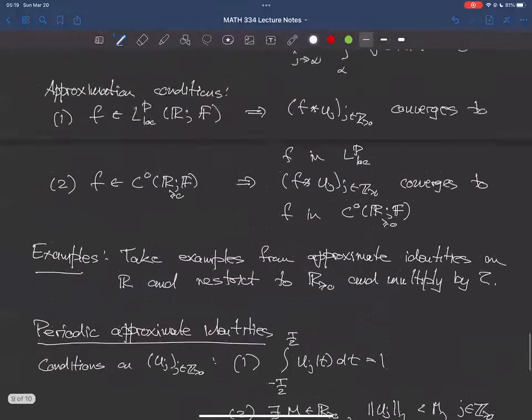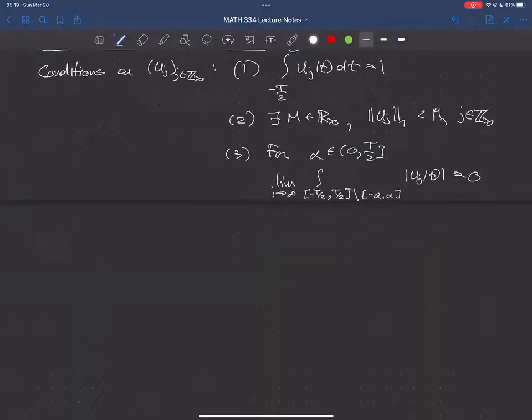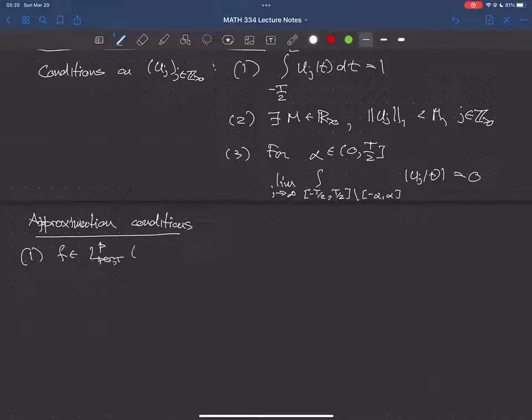Again, I'm just going to spit out the approximation conditions, and because the domains here are compact, you get an improvement of things in the C0 case. The first one is that if f is in L^p per, this implies that, and when I write the convolutions here, of course, I'm talking about the periodic convolution.